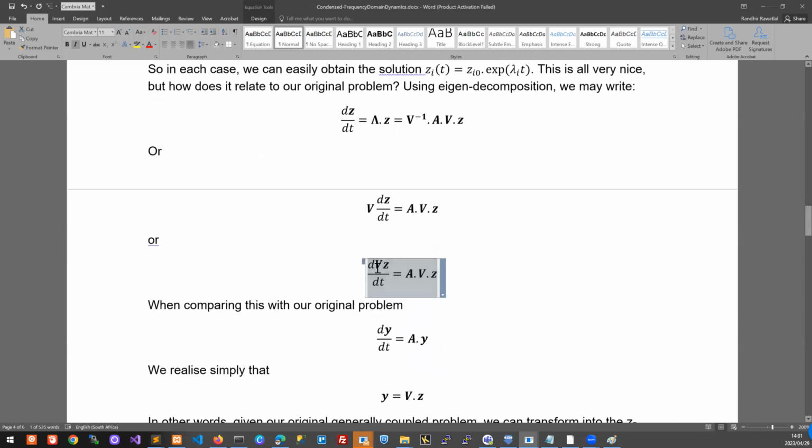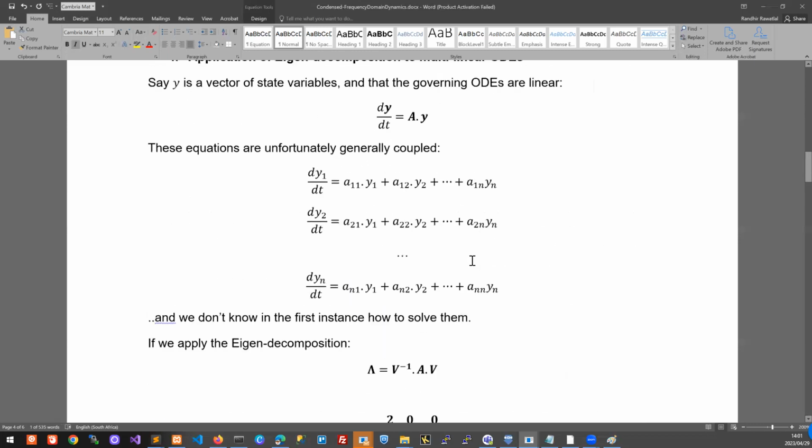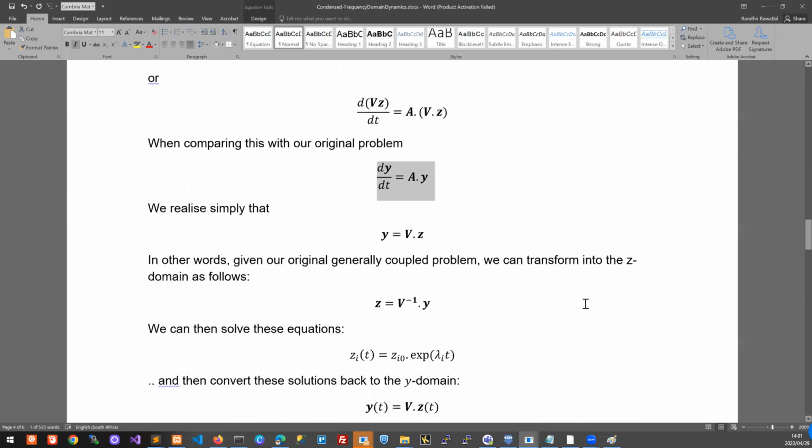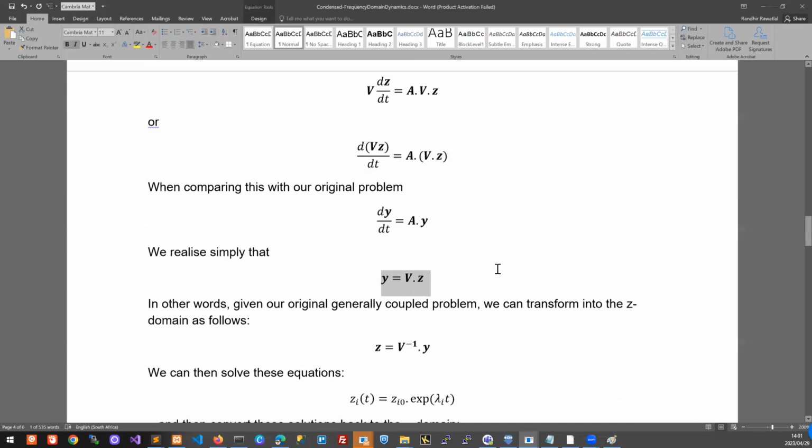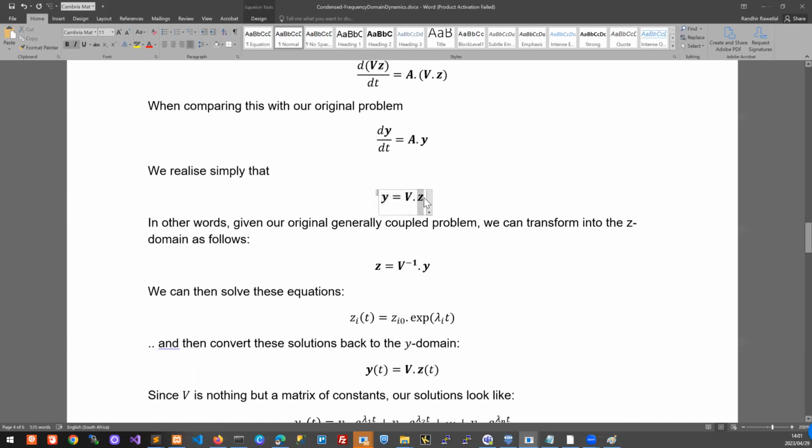And then let's compare that with our original function, right? So we've got V times Z here, and we've got a V times Z here. And if you compare that with our original problem, which just comes from this, our original problem was nothing but dy dt is Ay. And if you look at this equation, you've got something, so d/dt of something equals A times that same something. And so from this, we can say clearly then y equals Vz.